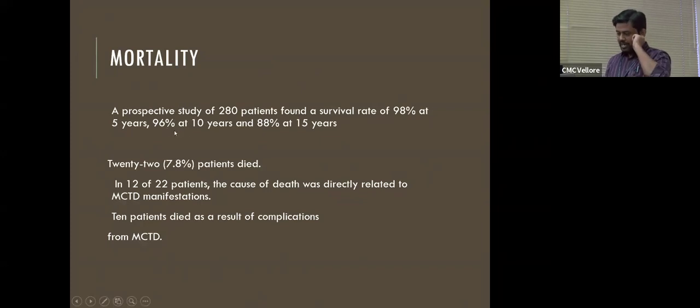Mortality is around 96. The survival in one of the studies was 98% at 5 years, 96 at 10, and 88 at 15. So generally we say survival has been improving, and it's more than 90% at 10 years, similar to what is in lupus, probably a little better. Mortality related to MCTD was only half of the patients, and these patients died of complications of MCTD like pulmonary hypertension or progressive ILD.